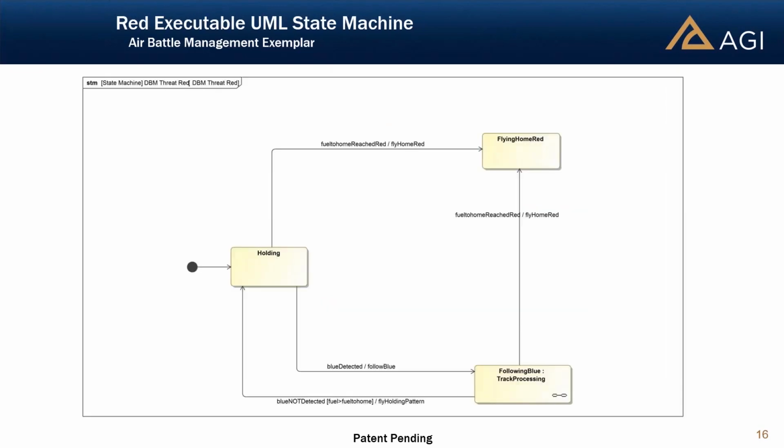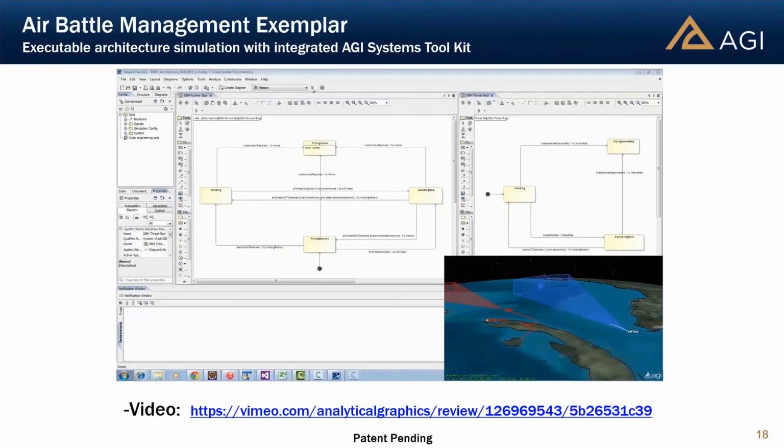All right, so we also have another player. We have a red system. It has 3 basic states: either holding, following blue, or flying home red. We're going to put these 2 models together, and there is actually a sub-machine. We're not going to dive into how track processing is done, but let's look at a play out of this scenario. We have these 2 systems, and this is in a tool called Magic Draw, and we have a little picture-in-picture view of SDK providing that synthetic environment.